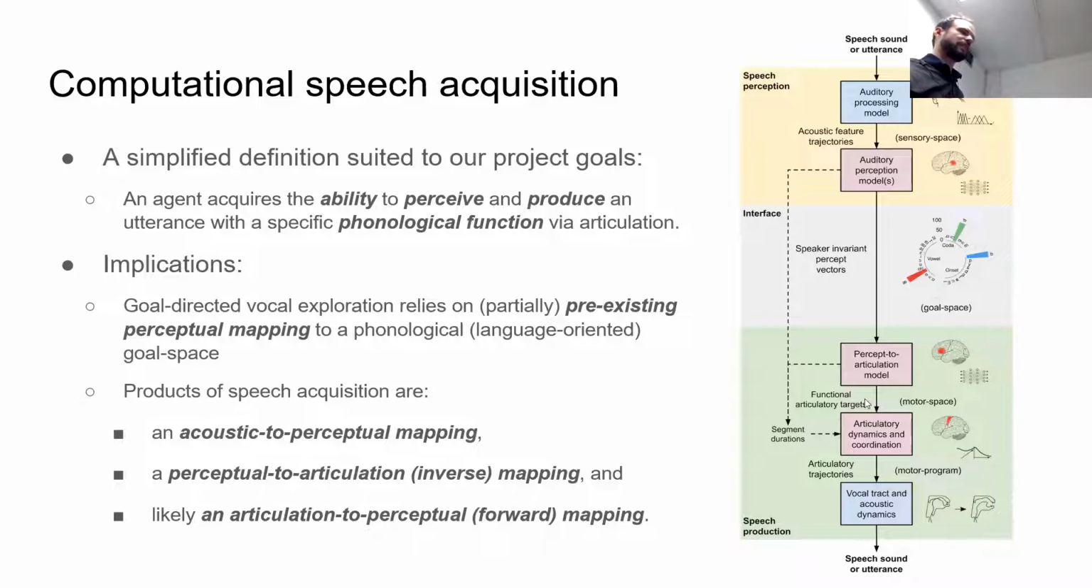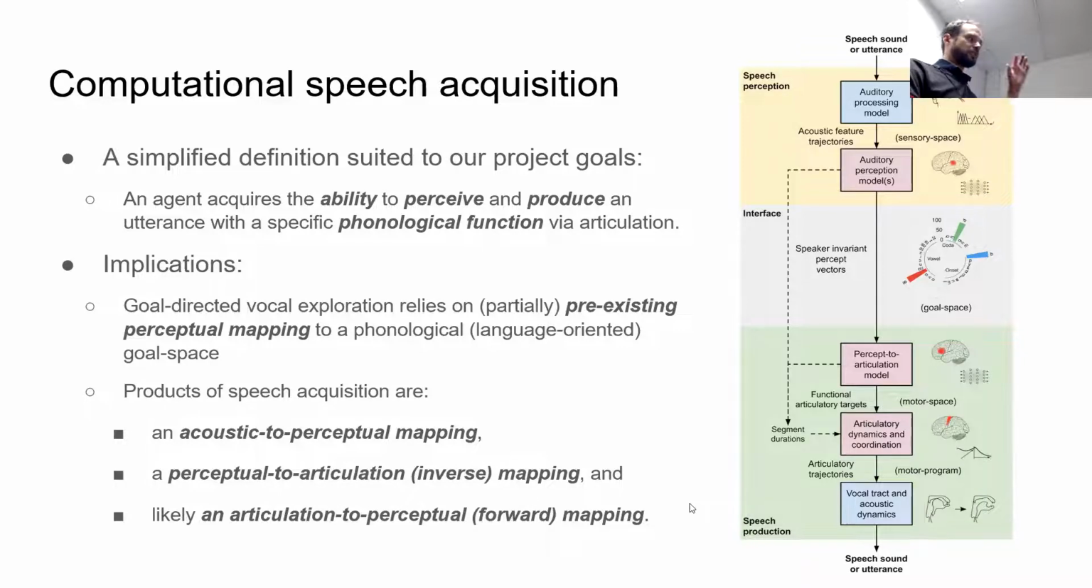In our framework, we take this last block as a given as well, in terms of a mathematical model, so we don't learn that. What we're interested in is learning these two blocks, the perception and production models. The implication of this view on speech acquisition and how it could be implemented computationally is that the perceptual model is to some extent dependent on a phonological representation, which is connected to the perceptual model. So there is some dependence between the production articulation model and the perceptual model. We assume the products of this process are, like I said, an acoustic to perceptual mapping, a perceptual to articulation mapping, basically an inverse model, and likely also a model that allows you to do forward mapping, to predict the outcomes of your own articulation.